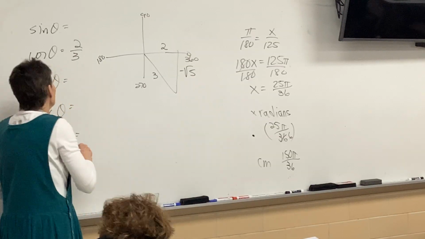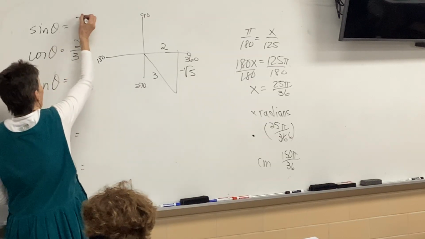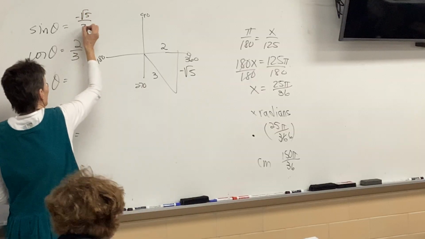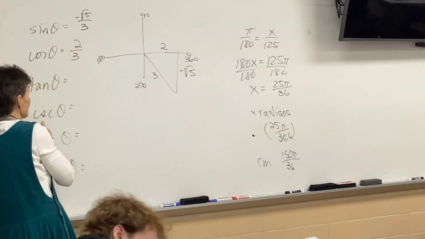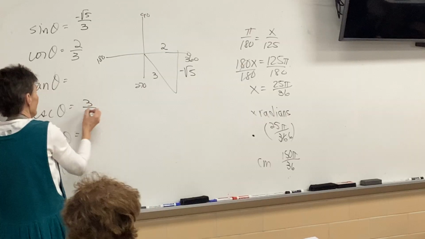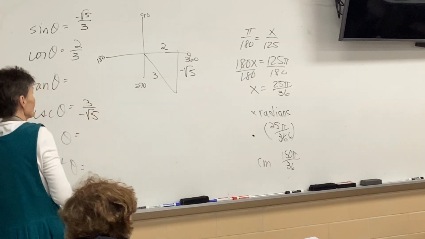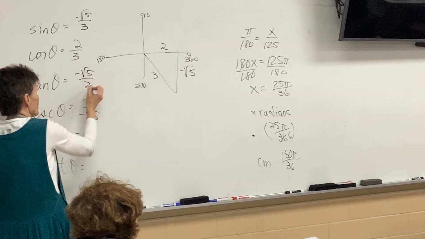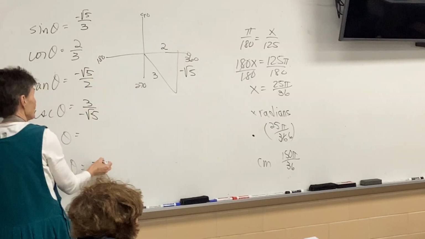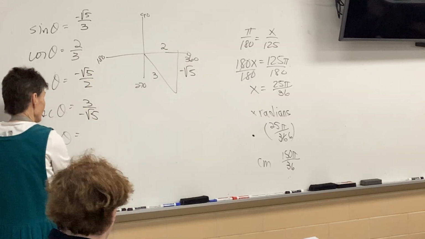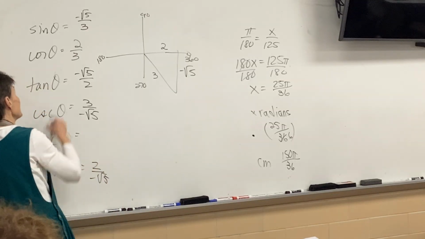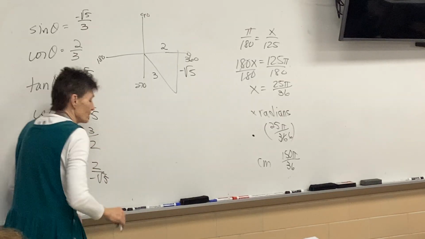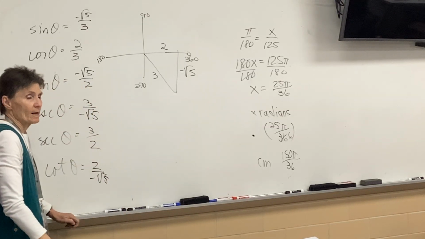All right, here we go. Sine is opposite over hypotenuse. So cosecant is the flip of that. Tangent is opposite over adjacent. So the cotangent is the flip of that. And the secant, of course, is the reciprocal of the cosine.